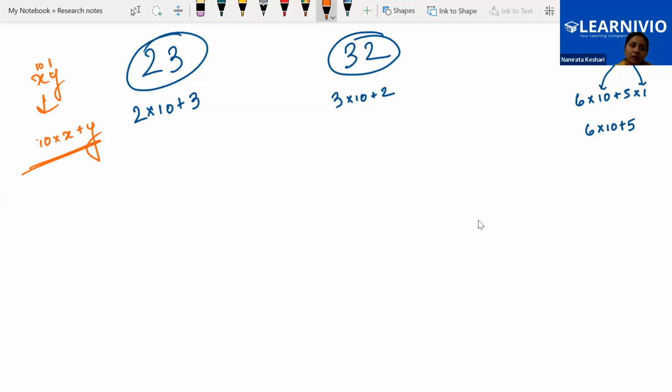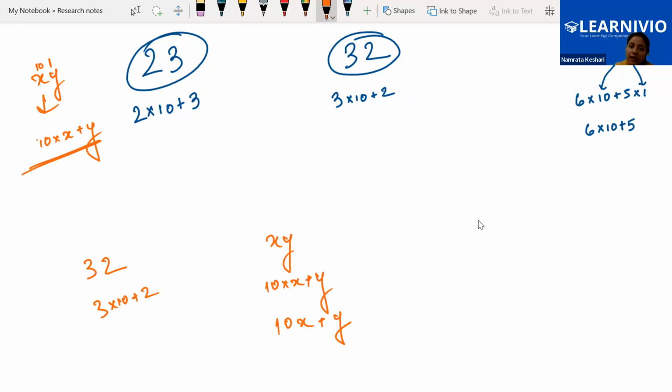The way we are writing 32 as 3 into 10 plus 2, the same way we can write xy as 10 into x plus y. That is 10x plus y. I thought it was 9x because we multiply 9. Yes, that 9 which is sitting outside, we will take into consideration.